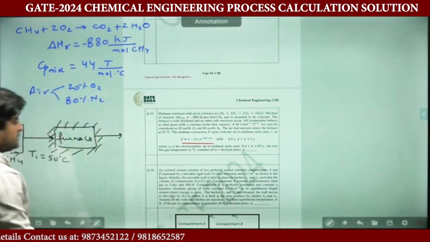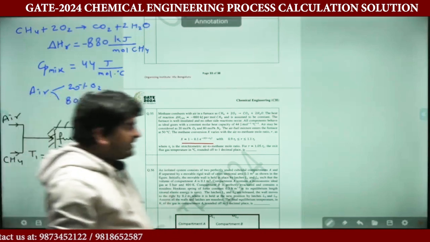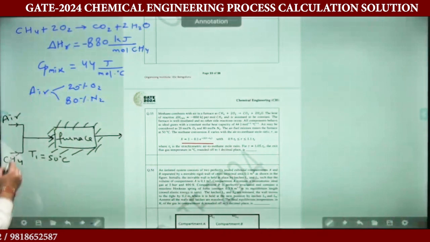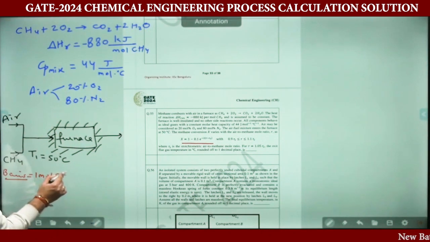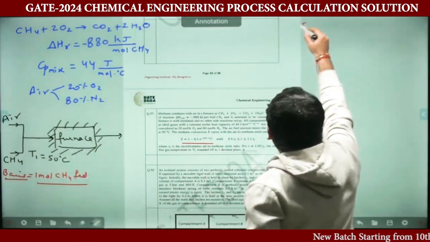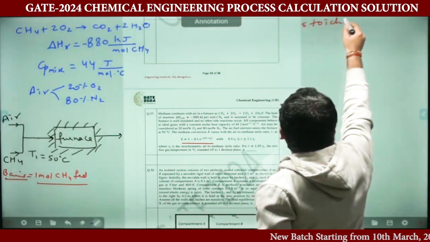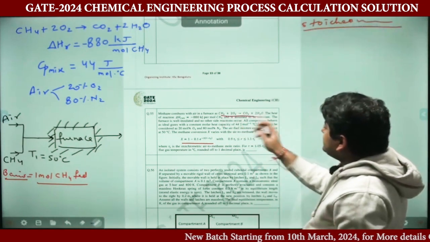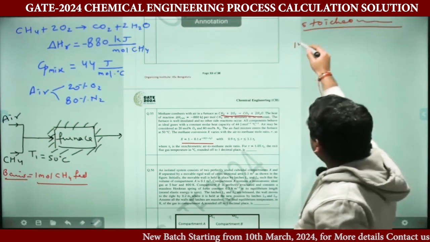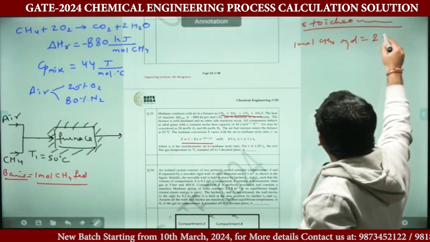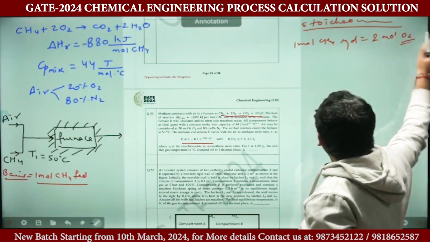So for RS, for stoichiometric calculations or anything we can do, but first let's take the basis as 1 mole of CH4 fed. Okay, so from the stoichiometric calculations of the reaction, you can see that 1 mole of CH4 requires 2 moles of O2.